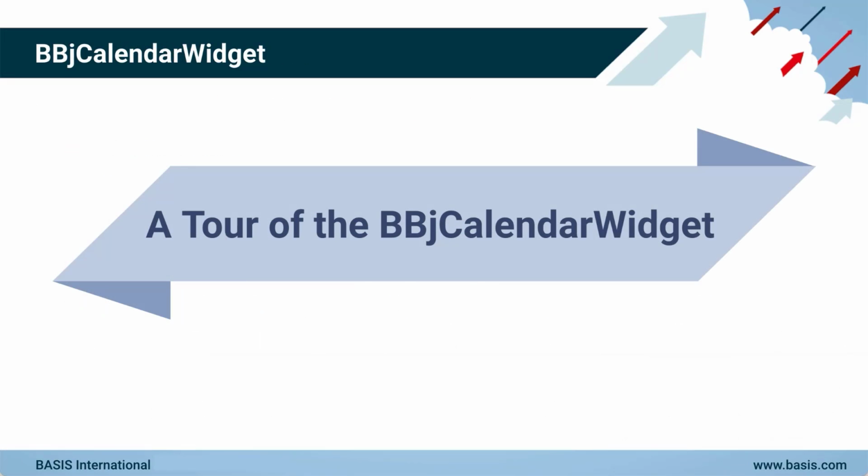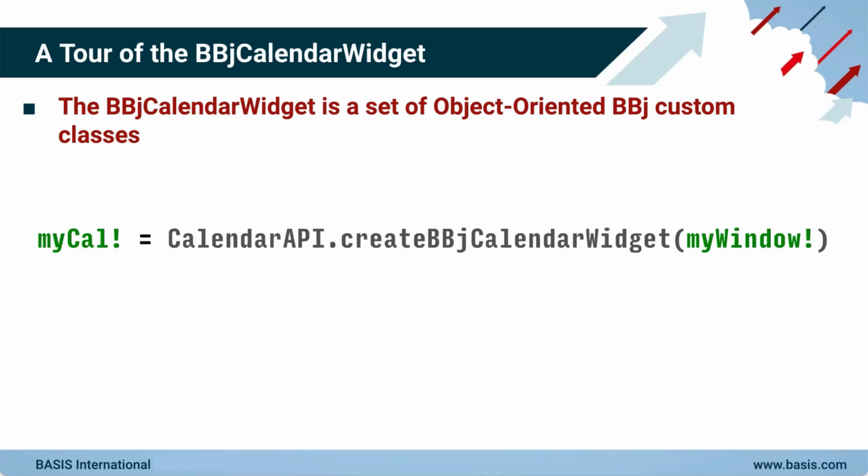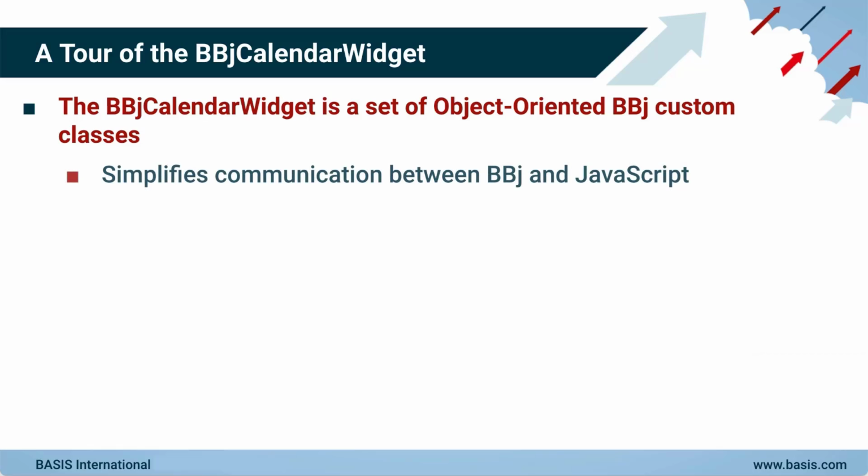A tour of the BBjCalendar widget. The BBjCalendar plugin is a set of BBj custom classes that make it easy to add a functional calendar to a BBj program in as little as one line of code. It takes over all of the grunt work associated with creating the HTML view control, injecting the JavaScript libraries, and best of all, it simplifies the two-way communication between the BBj application and the FullCalendar library.